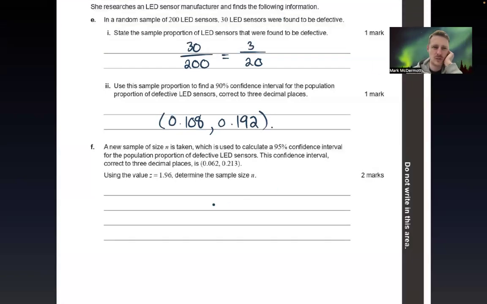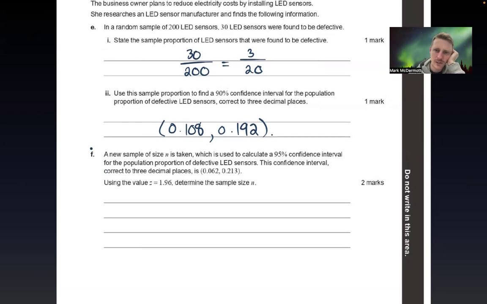Okay, so before earlier video, I wasn't able to work this question out, but I've since worked out what it's all about. So a new sample size of n is taken, which is used to calculate a 95% confidence interval for the population proportion of defective LED sensors. The confidence interval, correct to 3 decimal places, is 0.062 to 0.213. So that is the 95% confidence interval. It says using the value z equals 1.96, determine the sample size n.